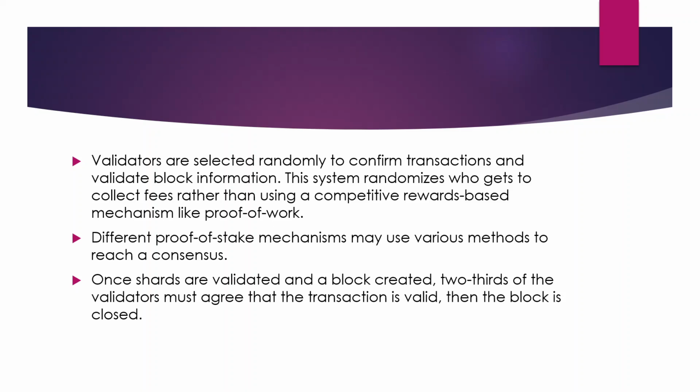Different proof of stake mechanisms may use various methods to reach a consensus. For example, when Ethereum introduces sharding, a validator will verify the transactions and add them to a shard block, which requires no more than 128 validators to form a voting committee. Once shards are validated and block created, two-thirds of the validators must agree that the transaction is valid, then the block is closed.